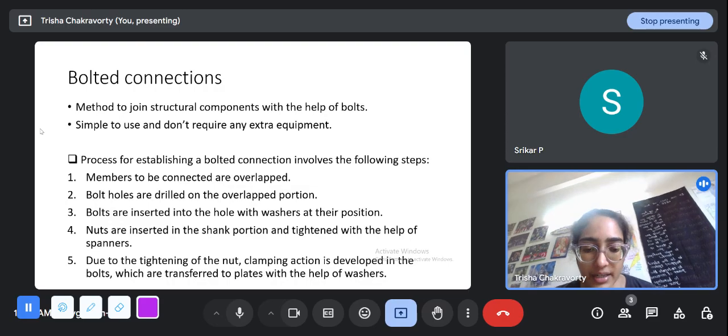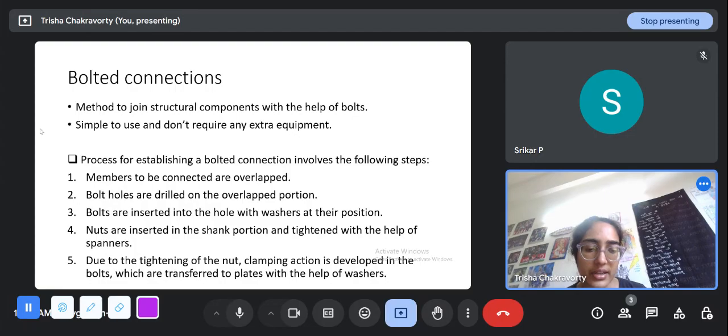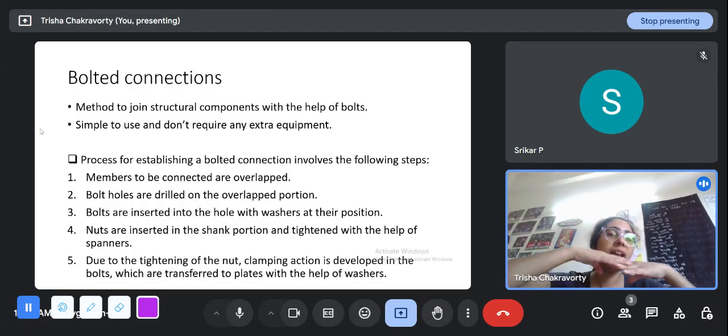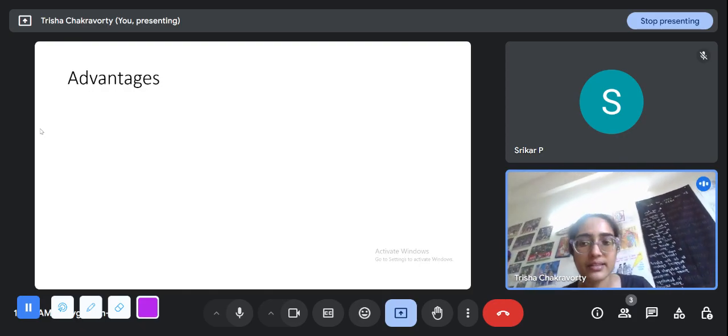Due to the tightening of the nut, clamping action is developed in the bolt, which is transferred to the plate with the help of the washer. Clamping action means that the normal reaction between the two plates is high, and that will give rise to a sufficient amount of frictional resistance.